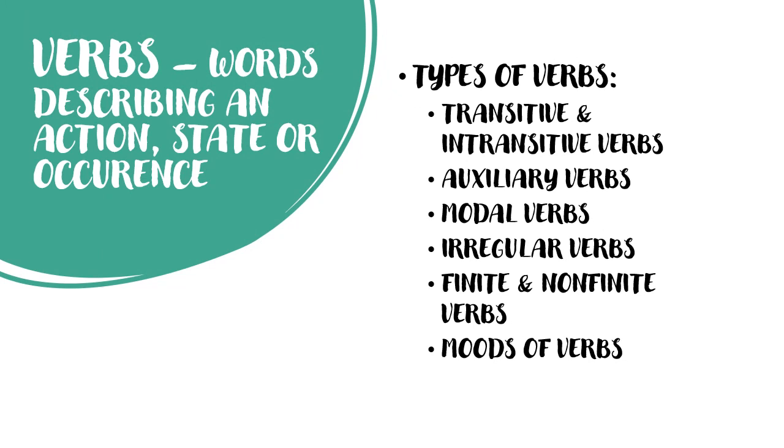Verbs are words that describe an action, state, or occurrence. There are different types of verbs: transitive and intransitive, auxiliary, modal, irregular verbs, finite and non-finite. We also get different moods of verbs.